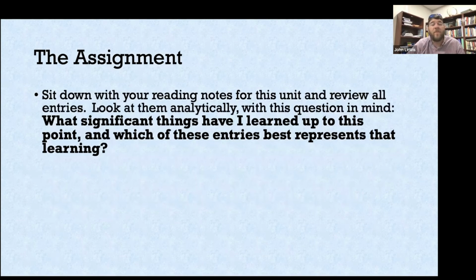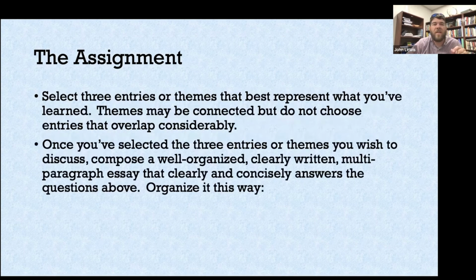So I tell them to sit down with their reading notes for that unit and review basically all the notes that they have for the last 3 or 4 weeks, and think about what significant things they've learned and which of their notes best represents that learning. And then I have them pick 3 of those themes that best represent what they've learned.